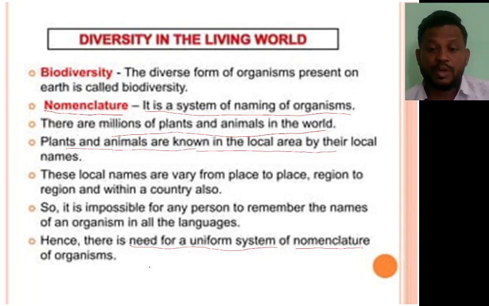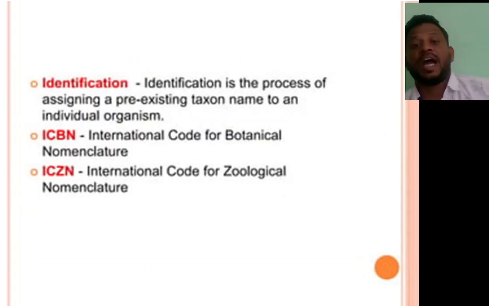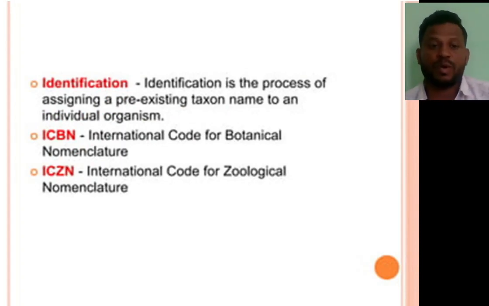So we are going to take the common name. Before that, we have to identify the organism: what type of organism it is, and how it propagates its life in the environment. After that, we name them. That is nothing but identification.